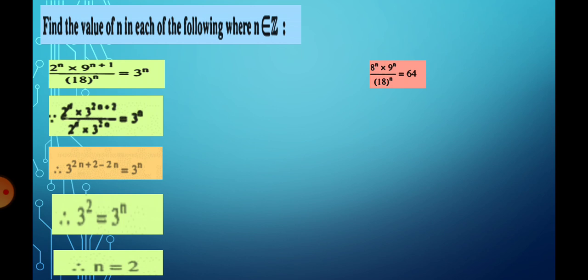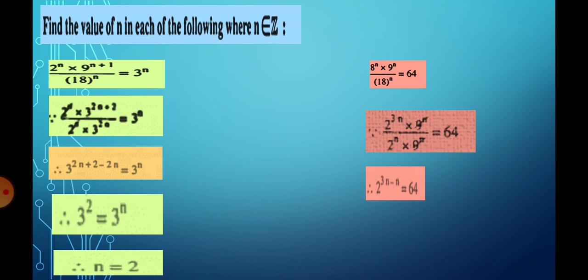8 to the power n times 9 to the power n over 18 to the power n equals 64. We simplify the left hand side. 8 means 2 to the power 3. 9 means 3 to the power 2. What about 18? It means 2 times 3 to the power 2. We can write it in the form 2 to the power 3n times 9 to the power n over 2 to the power n times 9 to the power n. We cancel 9 to the power n with 9 to the power n. Then the two bases are 2, so we subtract the powers.